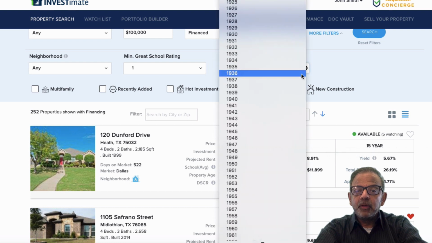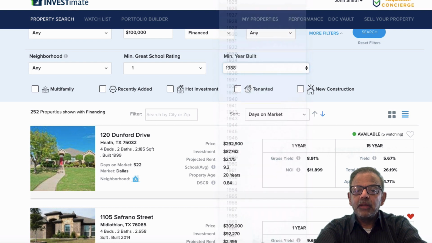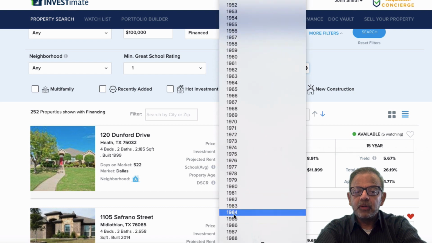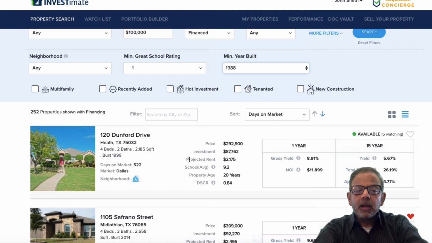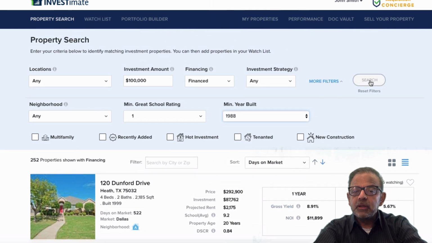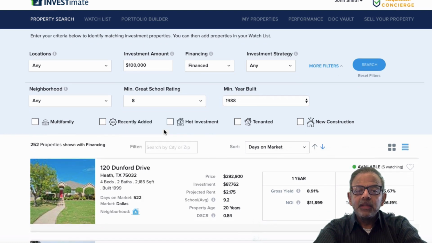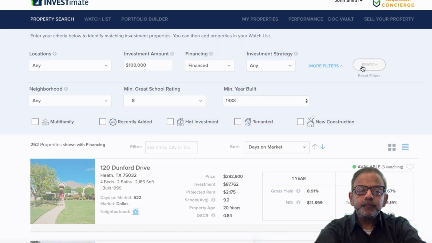You can look at a minimum year built. You can go to any year built, or you can say I only want properties that are newer than 1988. Seems new enough, so you could do that. And then if you tell the system to search, let's put this property thing a little bit more. So school rating, let's get it up to 8, so you get only good schools. And let's say my investment strategy is any.